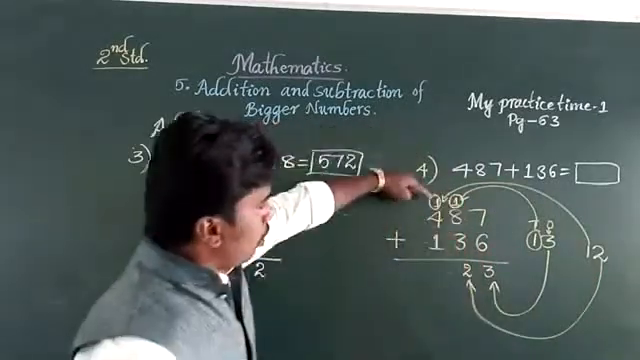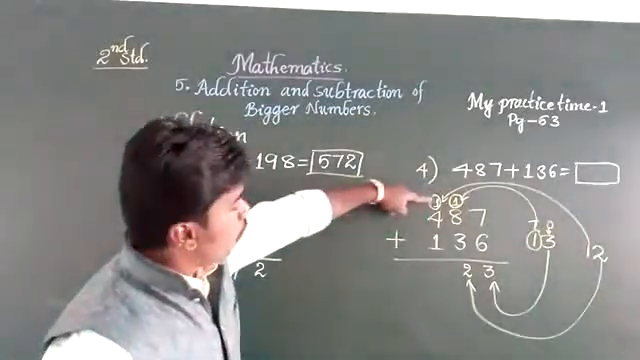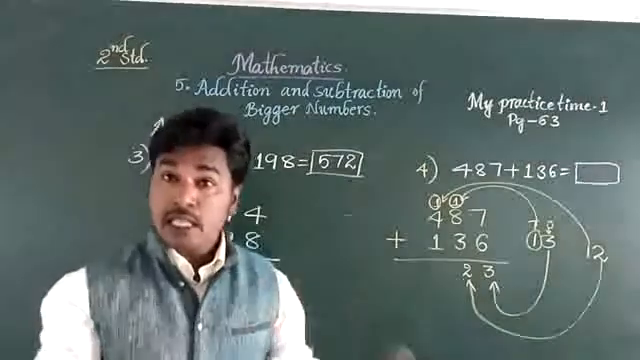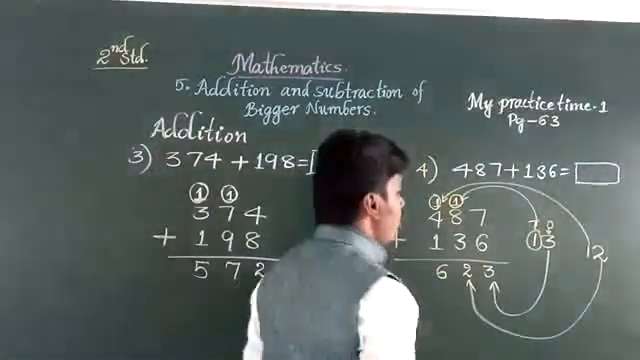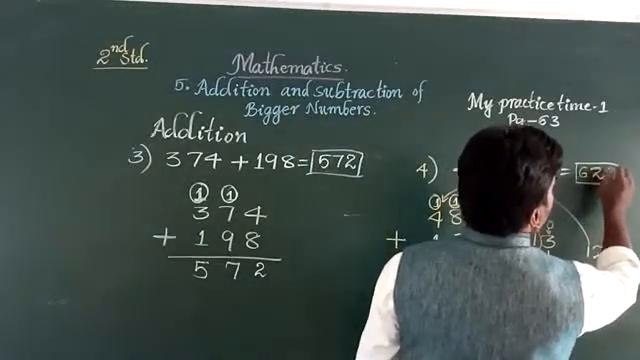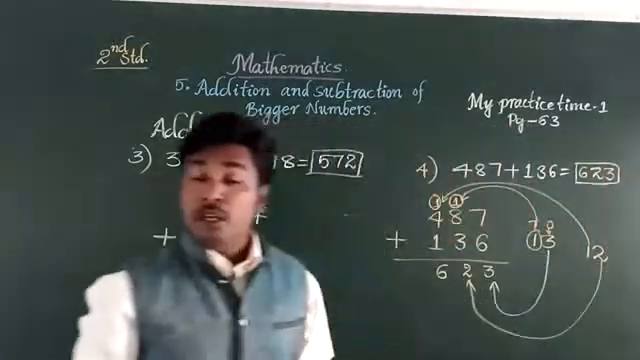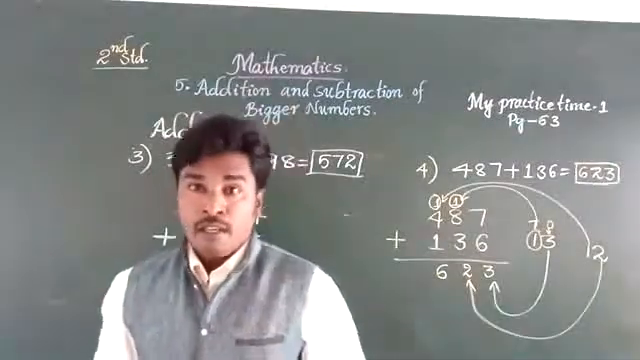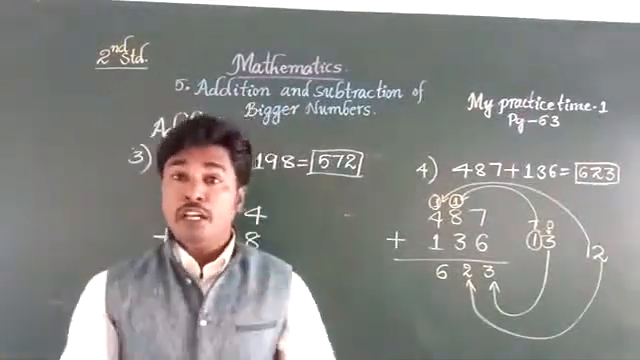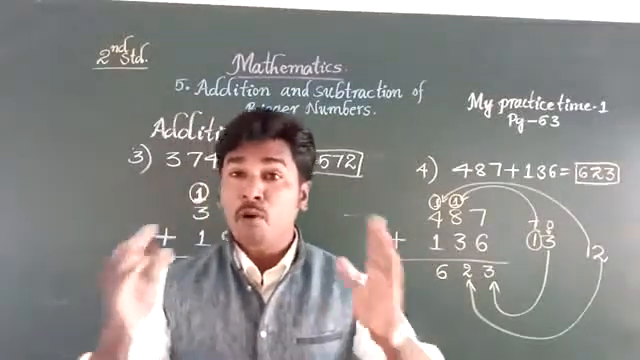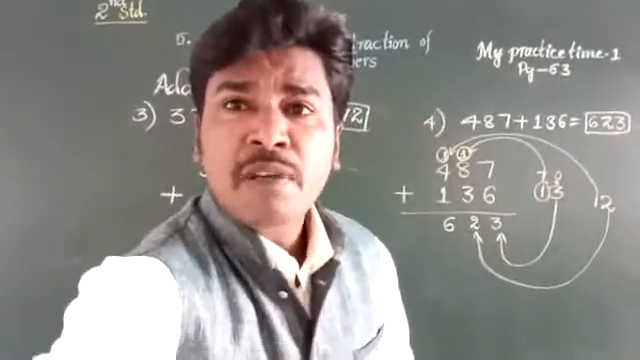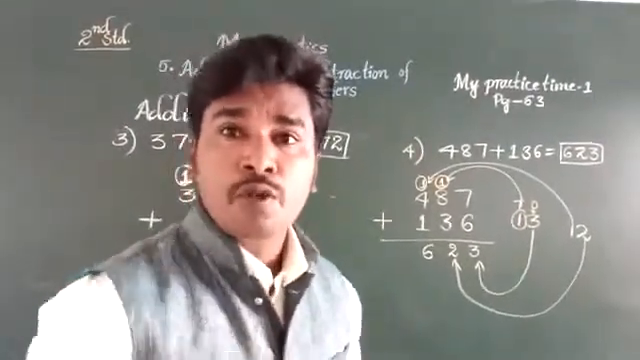Observe it, dear children. 1 plus 4 becomes 5. 5 plus 1, 6. So what is the answer you are getting? 623. In this method, you add the numbers. It is just by practice you are finding addition and subtraction problems easier. If you practice more and more problems, it becomes very easy for you, dear students.